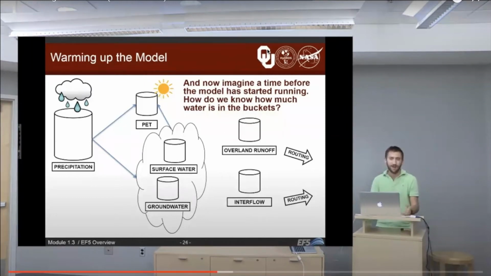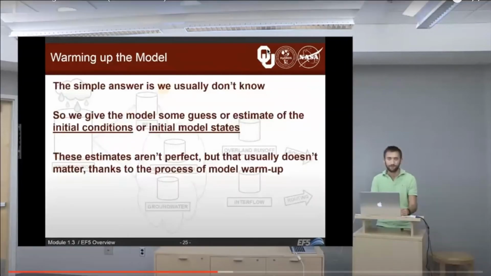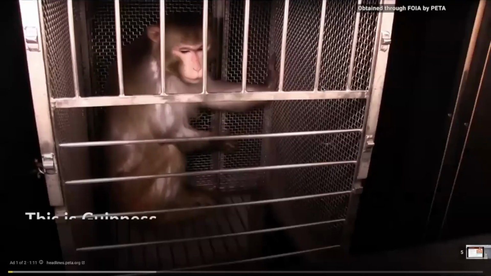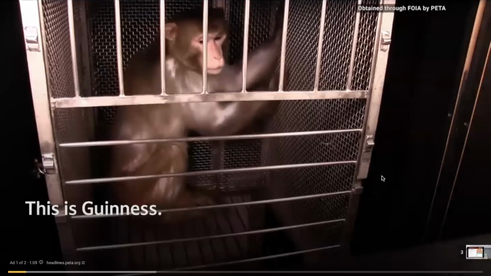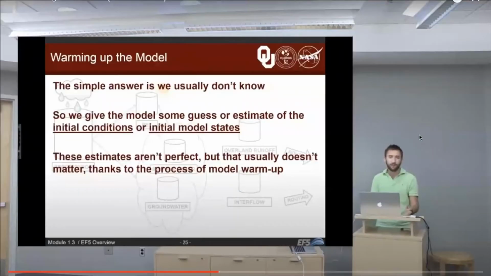We need some other way of figuring out how much water is in the buckets. The simple answer is we usually don't know the answer to this question. So we use some sort of guess. We guess how much water.